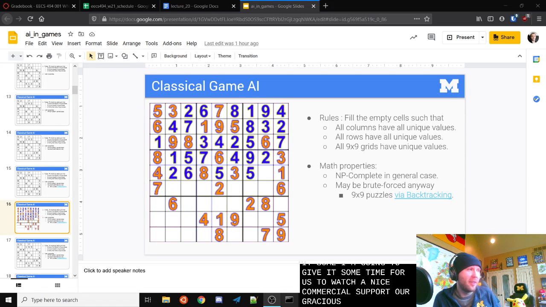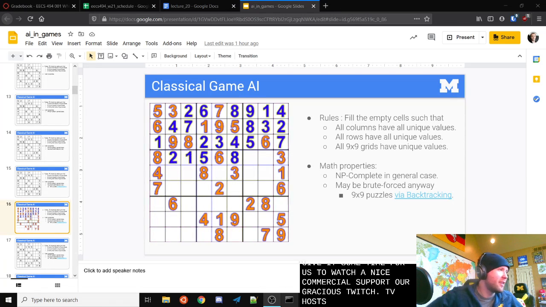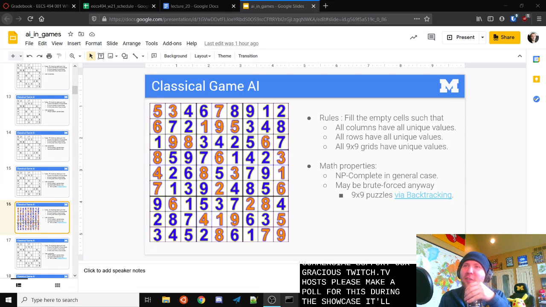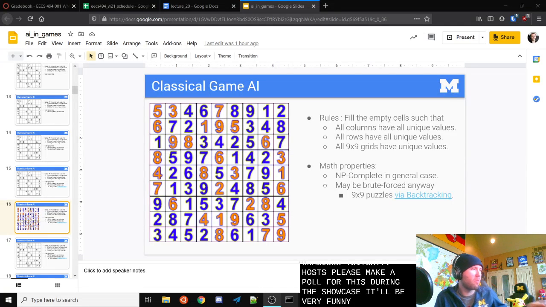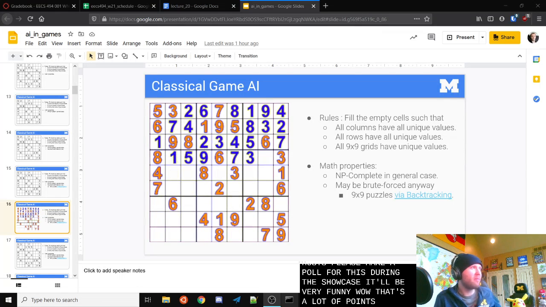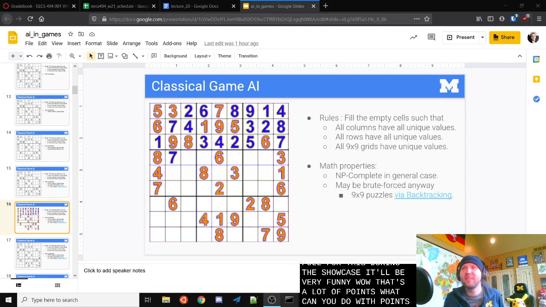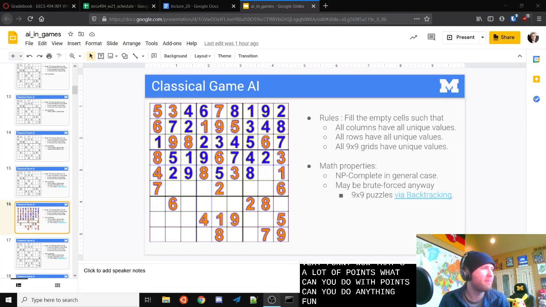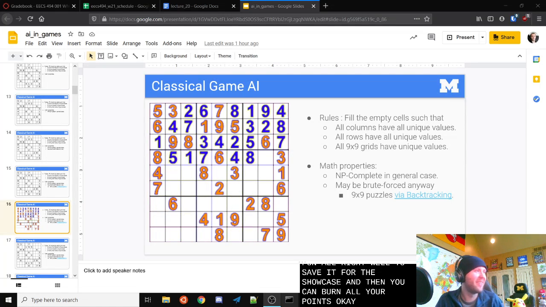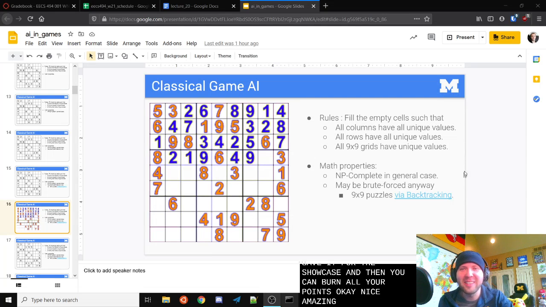Support our gracious Twitch.tv hosts. Yeah, please make a poll for this during the showcase. It'll be very funny. Wow, that's a lot of points. What can you do with points? Can you do anything fun? Wow. All right. Well, please save it for the showcase, and then you can burn all your points, okay? Nice. Amazing.